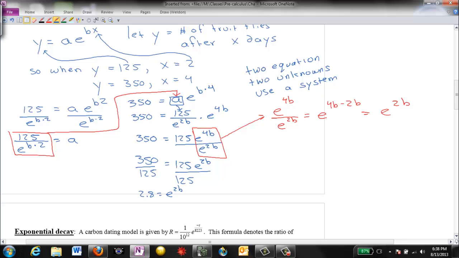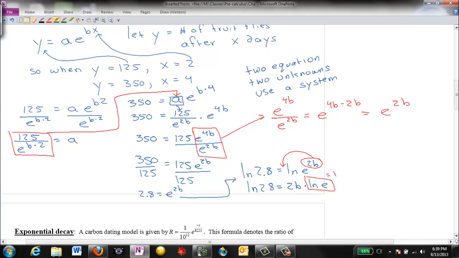And then using what I know about solving exponential equations, I know that I can take the natural log of both sides here. So I have the natural log of 2.8 equals the natural log of e to the 2b. And then I can use the power property to bring the 2b down to the front of this natural log. Okay, so now I have the natural log of 2.8 equals 2 times b times the natural log of e. And you should recognize that the natural log of e equals 1.